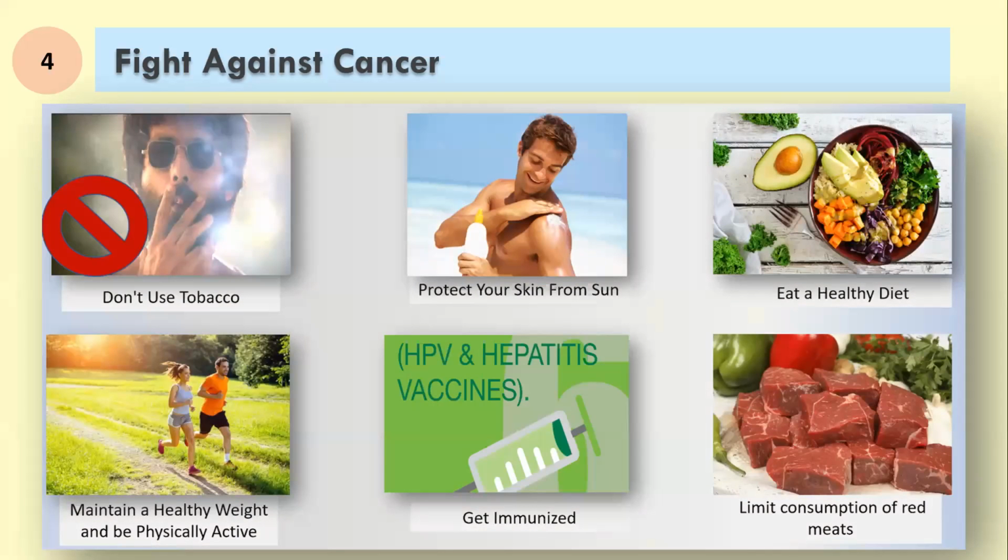ठीक है. So this is the summary, whatever I am trying to tell you, what I want that you should change your lifestyle and what are the things you should do. You should not use tobacco, protect yourself from sun by using sunscreen, eat healthy diet, limit your consumption of red meat, जो है take some vaccine for human papilloma virus or hepatitis virus, and you should maintain a healthy weight and you should be physically active.